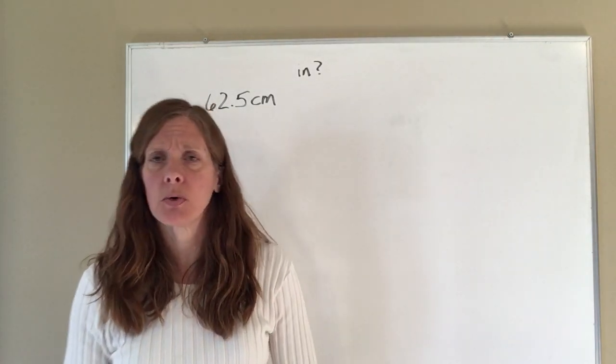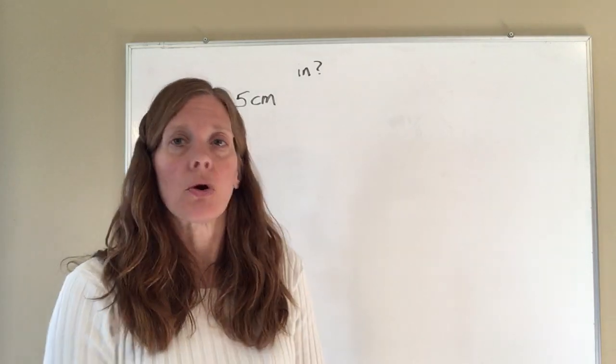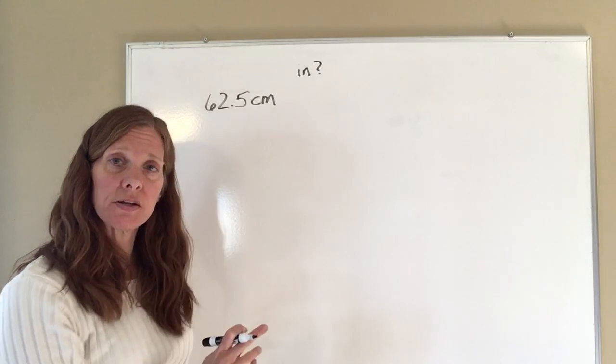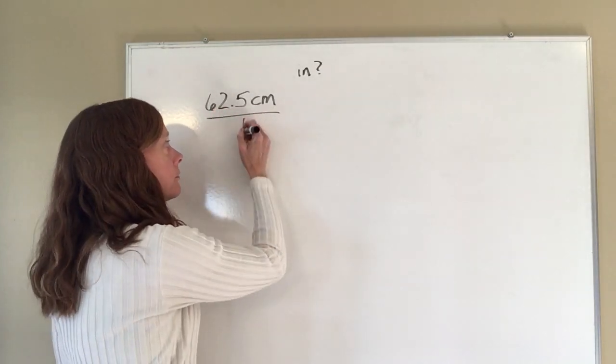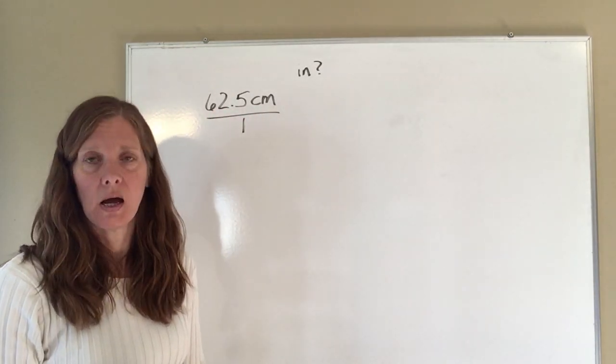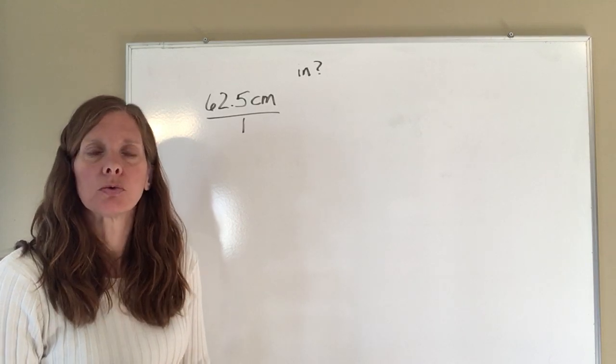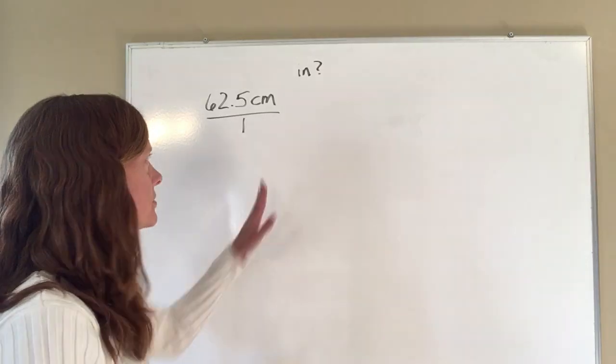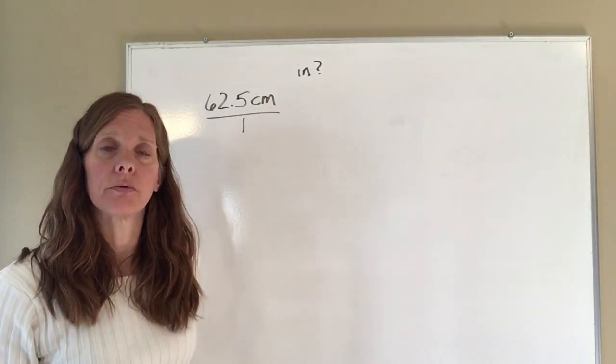Anytime you're going to be doing a conversion, what you're always going to do is take the number that you're trying to convert and put it over 1, always. That's going to be a cardinal rule no matter what type of dimensional analysis or factor label method you're using. You're going to take what they give you and put it over 1.